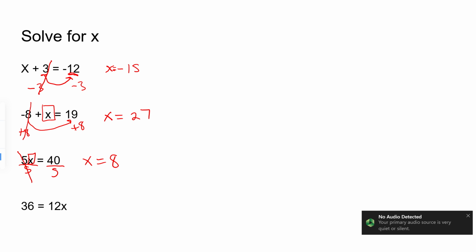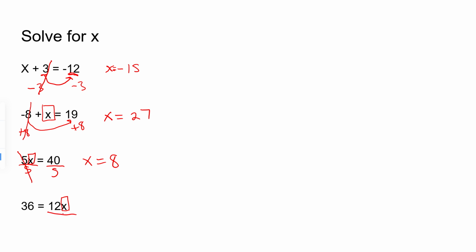Here we have another example. We have x on this side now. We want to isolate the x. To isolate x, we're going to divide away the thing that's attached to it. So we're going to divide by 12 on this side to eliminate the 12. Anything we do over here, we have to do over here. x equals 3. And you can go ahead and do 36 divided by 12 on your calculator to confirm, yep, it's 3.